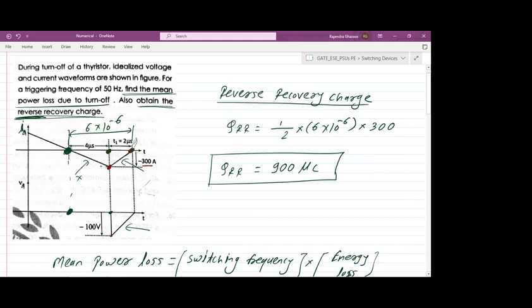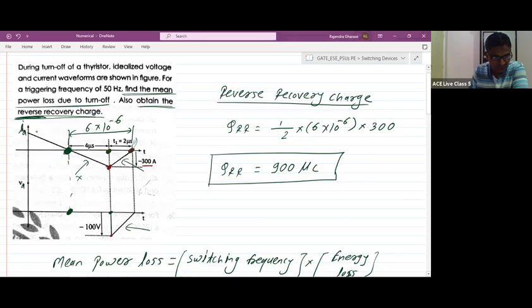So that's why we need to consider only this part. Before this, we are not dealing with your reverse recovery charges or your stored charges. Are you getting the point?